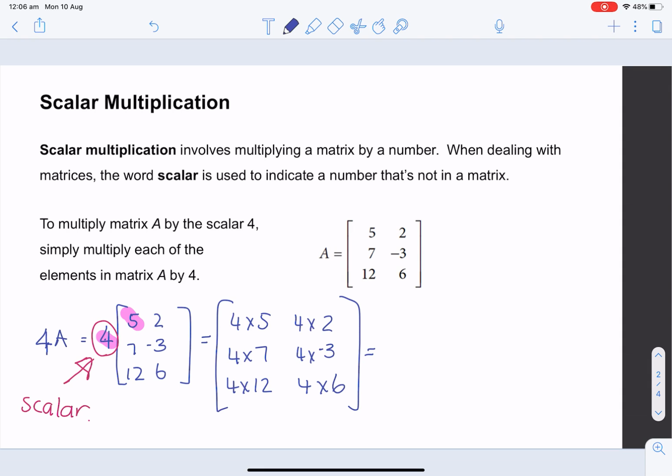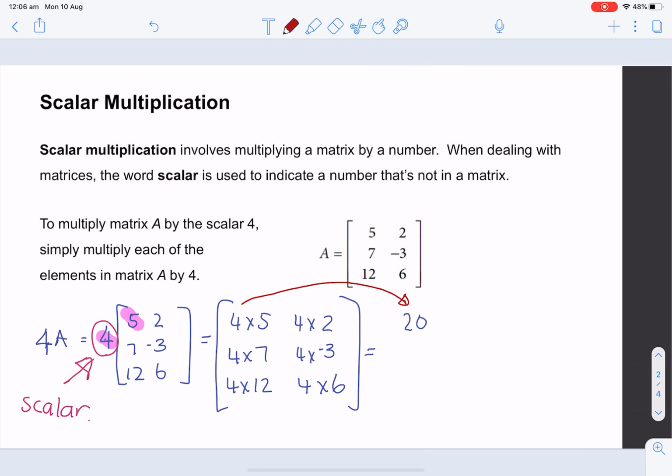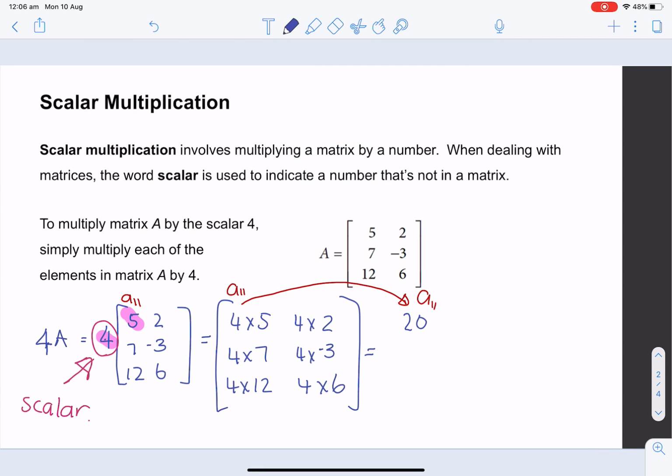So all I've done so far is multiplied this 4, the scalar outside, by each of the elements. 4 times 5 is 20. You'll note that it still ends up sitting in exactly the same spot. At the moment it was in A11, 4 times 5 is in position A11, and number 20 is in position A11. It doesn't move. 4 times 2 is 8, 4 times 7 is 28, 4 times -3 is -12, 4 times 12 is 48. Finally, 4 times 6 is 24.